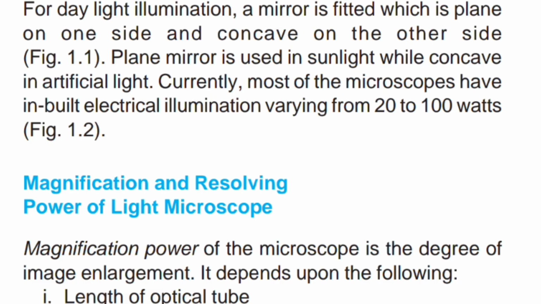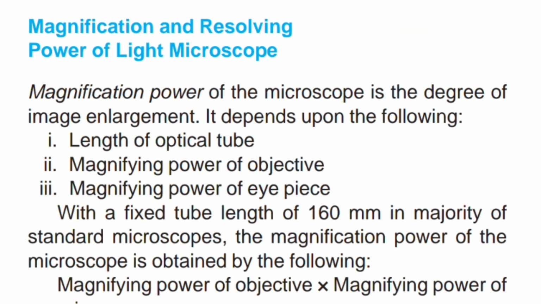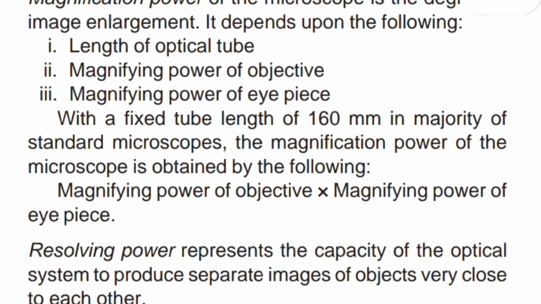It depends upon the following: first, length of the optical tube; second, magnifying power of objective; or third, magnifying power of the eyepiece. With a fixed tube length of 160 mm in majority of a standard microscope, the magnification power of the microscope is obtained by the following: magnifying power of objective into magnifying power of eyepiece.